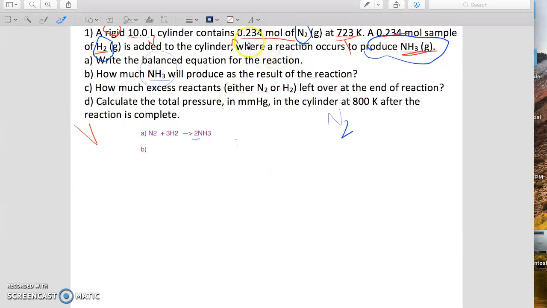First, let's take a look. Here we have a mole amount of 0.234. This is also 0.234, for N2 and H2. Based on this reaction, you will see that H2 is going to be needed in 3, right? Remember, we talked about this before. It's like you're making a sandwich: how much you need for each one. So in this case, we need 1 of the N2 and 3 of the H2 for this reaction to happen.